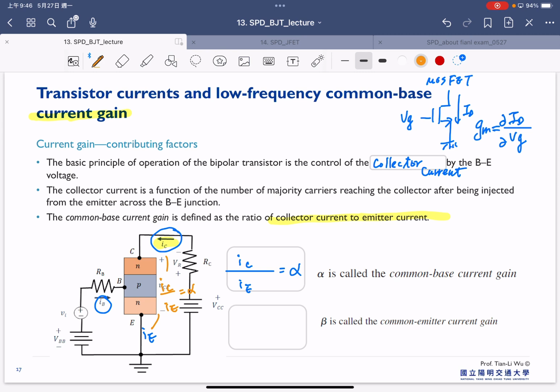Another one we are interested in is the ratio between the collector current and the base current, which we call beta. So here we define two current gains: one between the collector and emitter, which we call the common base current gain, and another between the collector and the base current, which is the common emitter current gain.